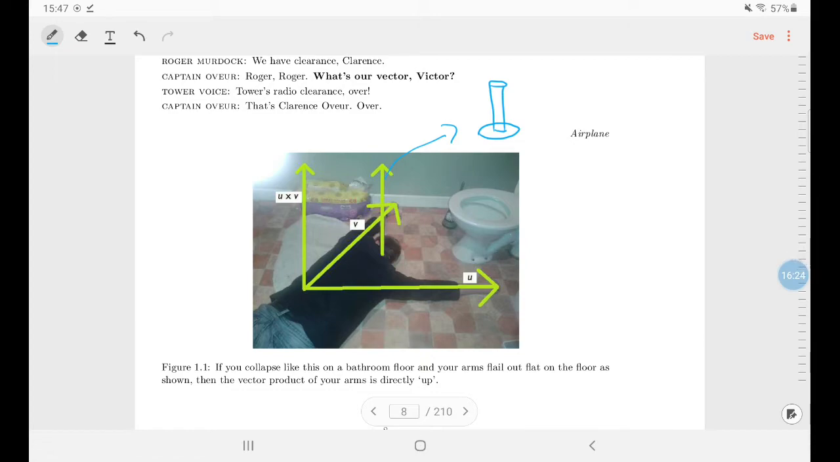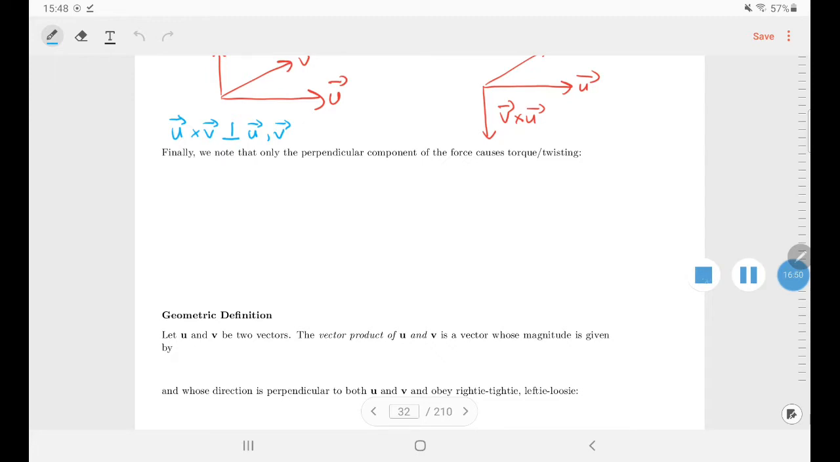And the important thing is that U cross V is going straight up out of the ground, it's perpendicular to U, and it's perpendicular to V. So there's a right angle here between U and V, and a right angle here, which I'll just draw over here, between U and U cross V. Okay, so that's what that picture was actually there for.